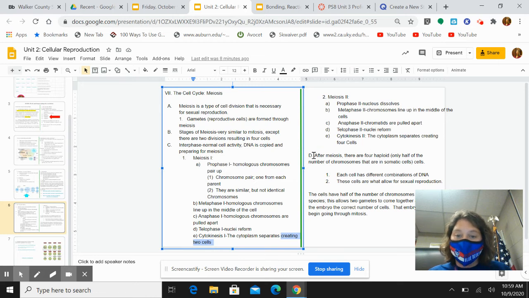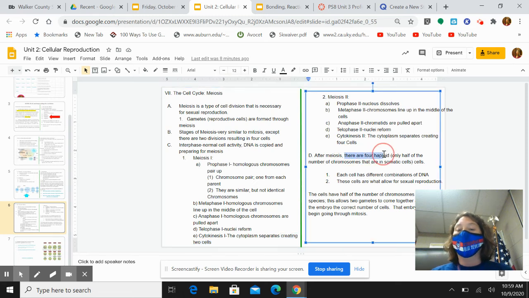So if you look on down to letter D, halfway down on the right-hand side, after meiosis, highlight, there are 4 haploid cells. Haploid means it only has half of the number of chromosomes that are in a somatic cell or a normal everyday cell.